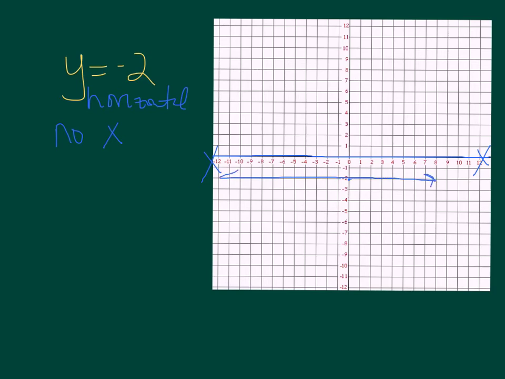So the slope in this case is 0, and the y-intercept is -2. So remember, if you ever have an equation that does not have an x, it is going to be a horizontal line. y equals -2, so that's the only way to cross your y-axis. Okay, let's try the other one.